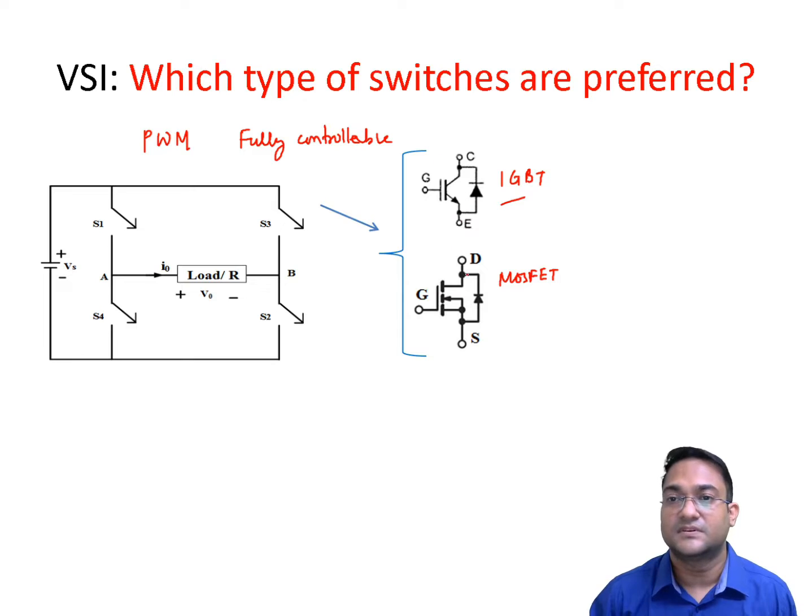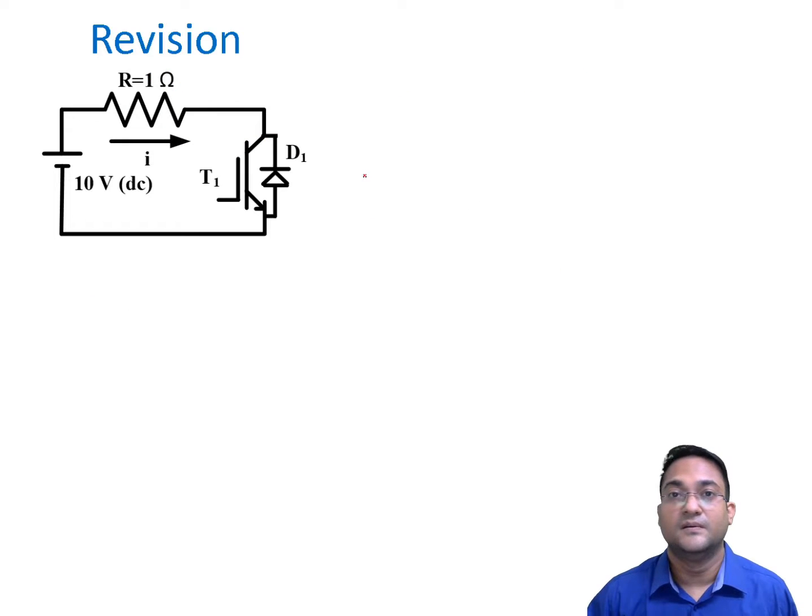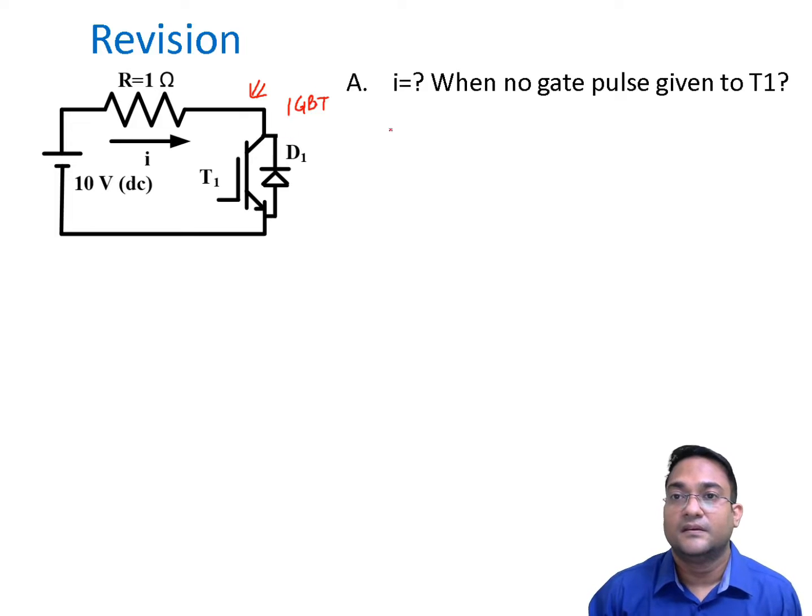You can apply most of this concept for MOSFET as well, because of the key similarity between IGBT and MOSFET. And before we move further, let us have a quick revision regarding how these controllable switches operate. So we'll take a case as shown in this circuit. It is a 10 volt DC source, and we have a resistance of 1 ohm and this is an IGBT. As you know, this is the gate terminal, this is the collector terminal and this is the emitter terminal. To turn on this device, we should provide a gate pulse between gate and emitter.